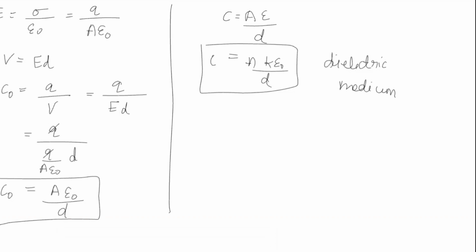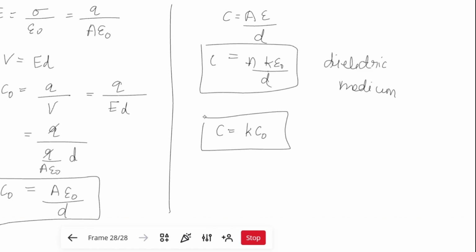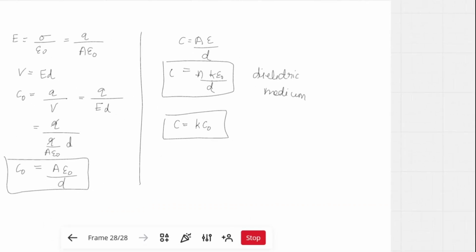Therefore, we find that the capacitance of the dielectric filled parallel plate capacitor becomes, if we substitute here, C is equal to K times C naught. So the capacitance of the dielectric filled parallel plate capacitor becomes K times the capacitance with air or vacuum as dielectric. Now let's explore this concept of relative permittivity, also known as dielectric constant.